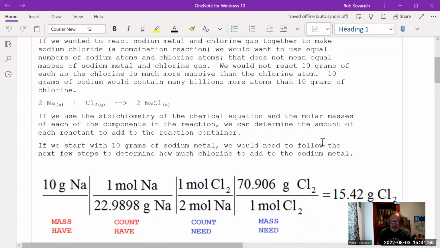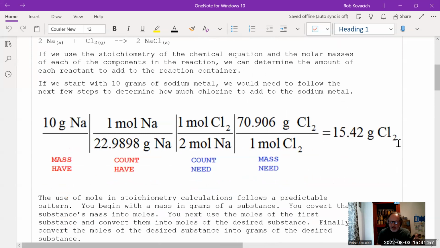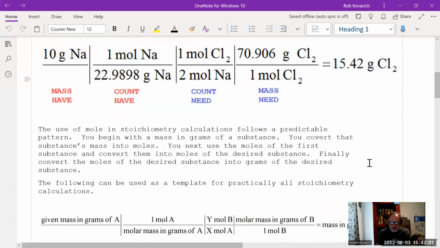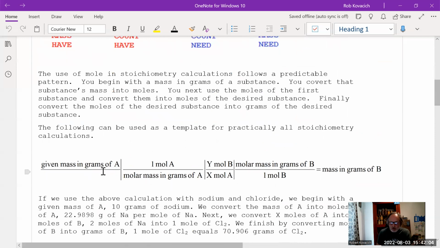So there's an easy way to do this. And all of your calculations are going to look like this. It's going to be something like this, where I just fill this template in. Let me pull up another worksheet. Worksheets, stoichiometric. There we go.